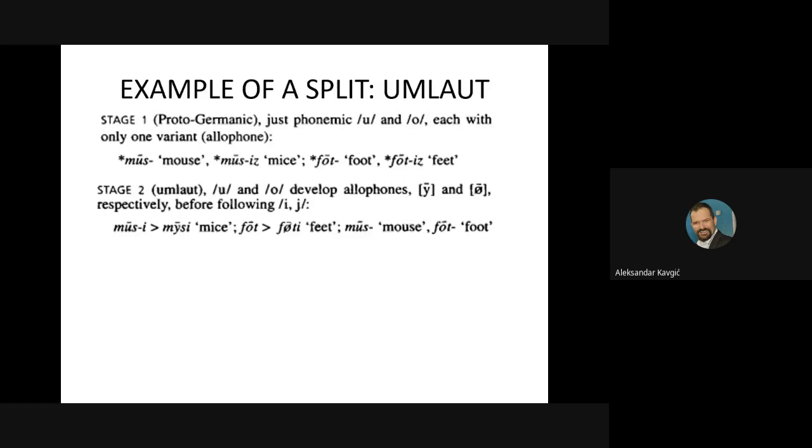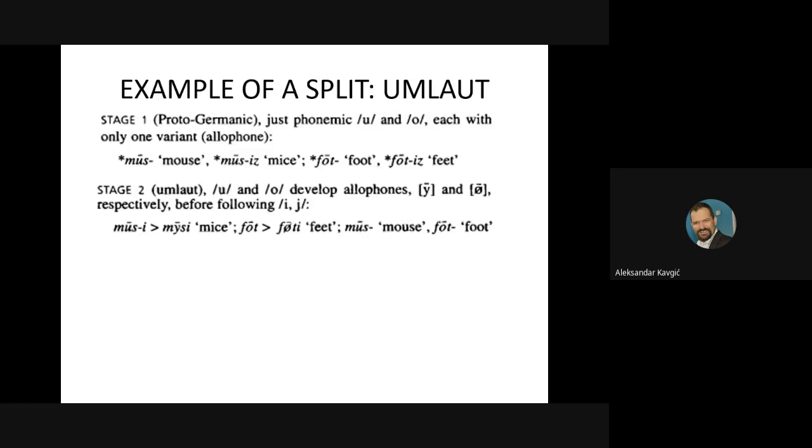U becomes Ü, so that's what gave us the mice today, that's why we say mice. Fot becomes Föt, or today feet. This change is the explanation for virtually all truly irregular plurals, like mouse, mice, louse, lice, foot, feet, etc.